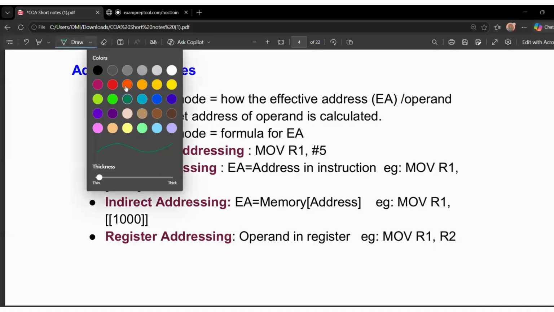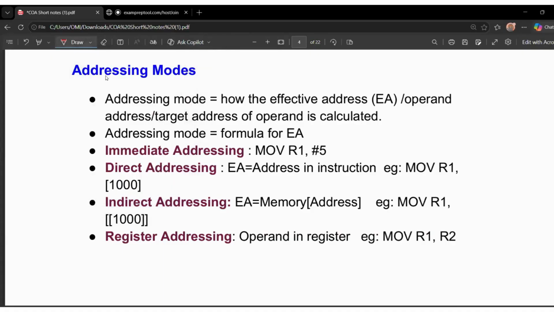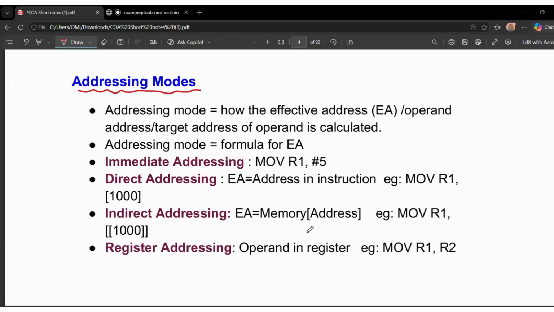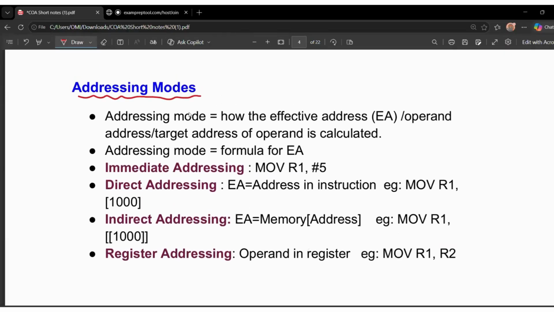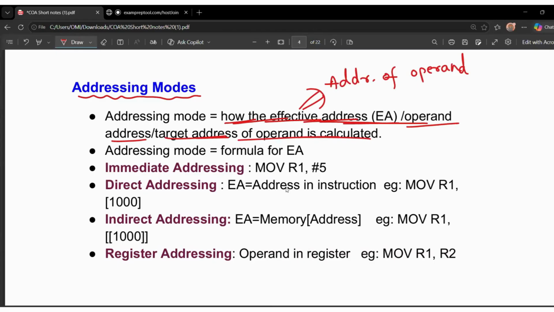We have seen in detail the different types of addressing modes. What is the addressing mode? It will tell how the effective address, which means the address of the operand, is calculated. How the effective address, or operand address, or target address of the operand is calculated.